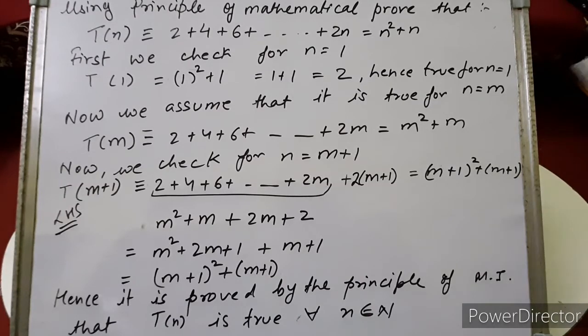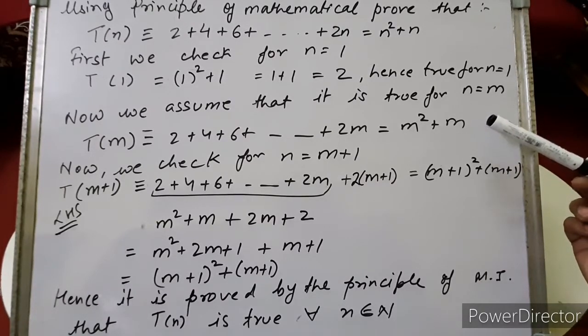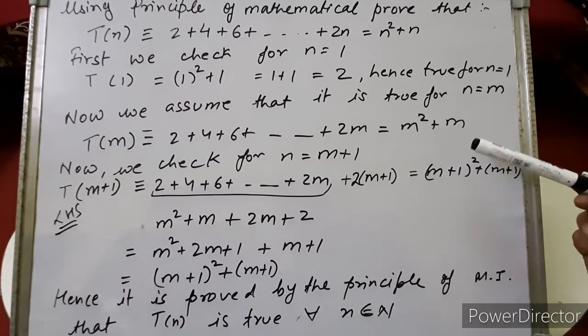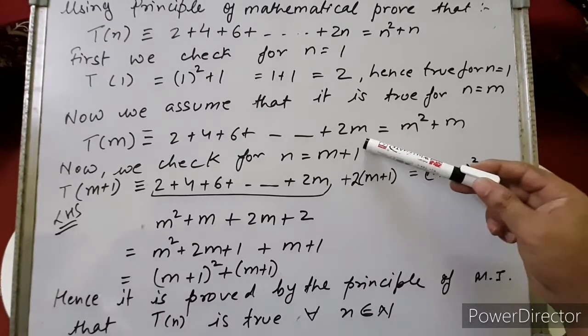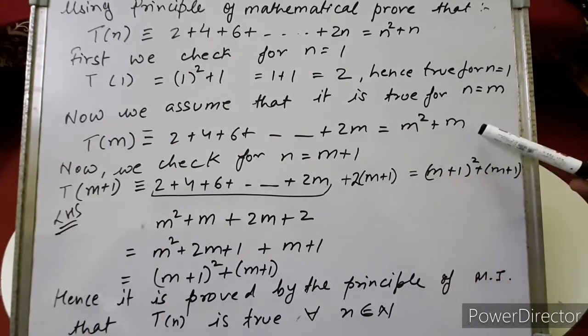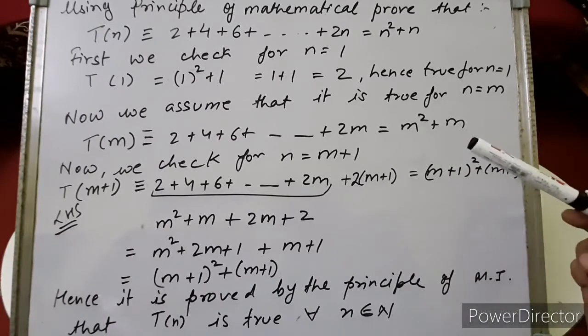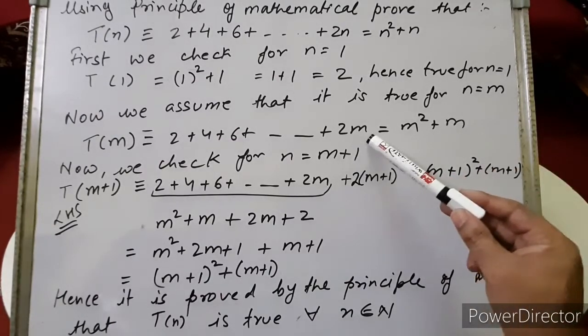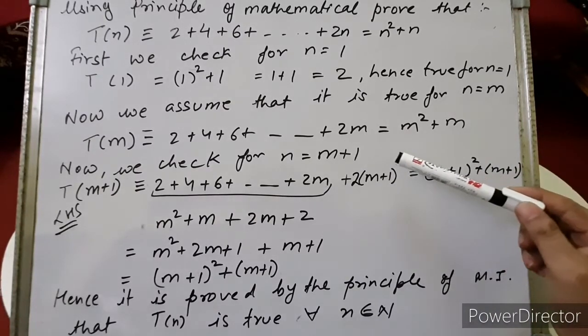Here I have taken n equals 1, and it is true. Now we assume that it is true for n equals m. When we assume that, the statement Tm will be 2 plus 4 plus 6 and so on plus 2m is equal to m square plus m. Right? We have assumed that it is true, so the value of this sequence is m square plus m. Now we check for n equals m plus 1.